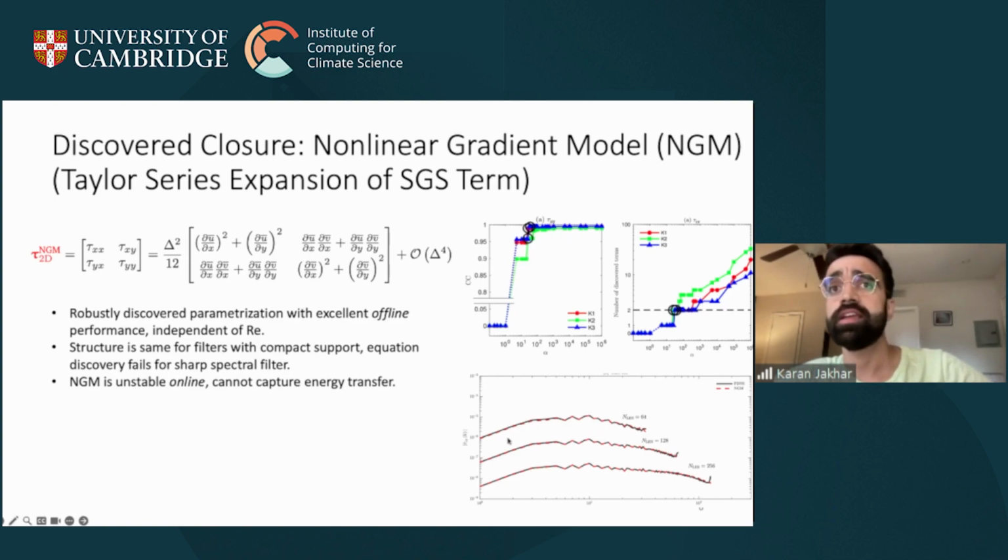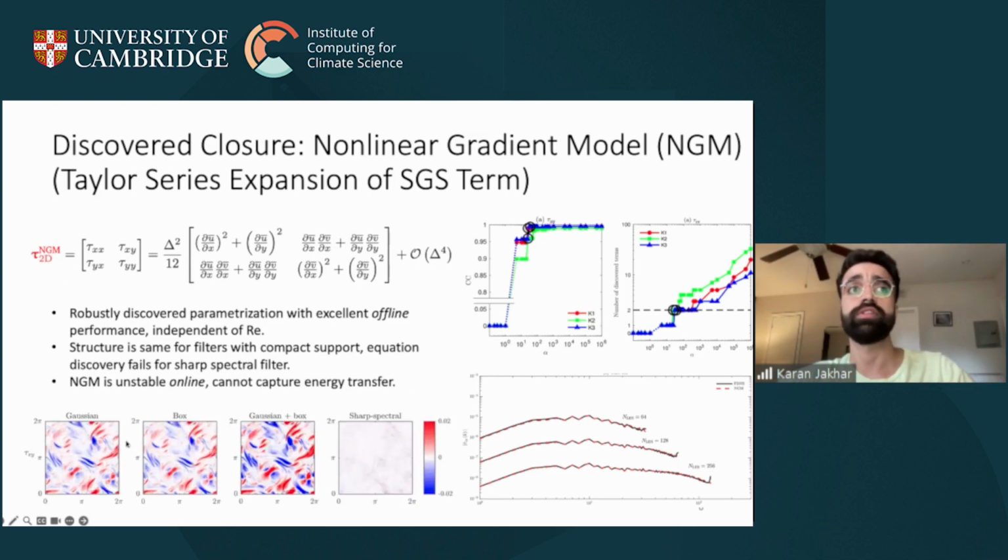So we can see here the spectra of the subgrid-scale term. The black is the truth data, and the red one is the gradient model. And the spectra match at small and large scales very effectively. I tested this for different filters, like a Gaussian filter and a box filter, and the structure of the model discovered for all these filters was the same. Just the coefficients were dependent on the filter. So this delta squared by 12, where delta is the filter width, would be different for different kinds of filter. I also tried the sharp spectral filter, but equation discovery failed on it. And it also supports the fact that the sharp spectral filter doesn't have a Taylor series expansion, so it is not compact.